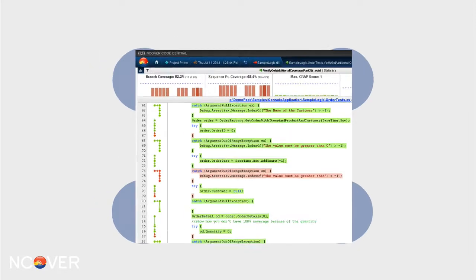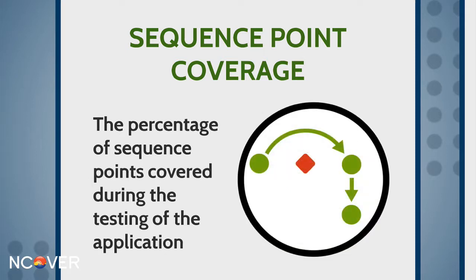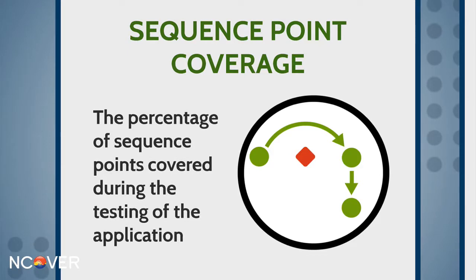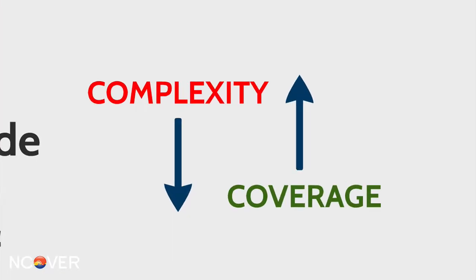So to recap, branch coverage is how we measure success. Sequence point coverage is how we achieve success. And the third key metric in NCover is going to be the change risk anti-pattern score. And the change risk anti-pattern score is how we mitigate the risk that impacts success. Okay? It calculates the risk of the code that you've yet to test, where the risk is represented by complexity. And it's very simple. The higher the complexity, the higher the risk.